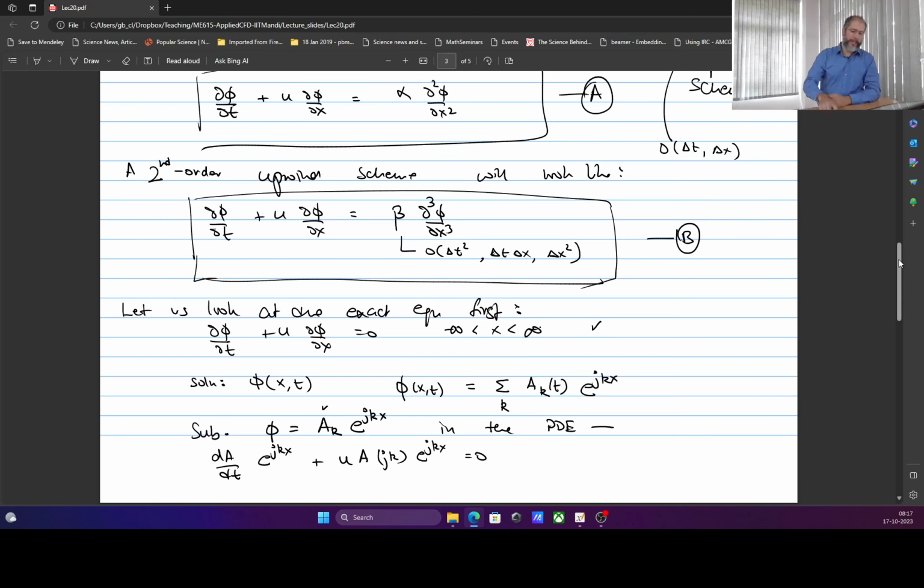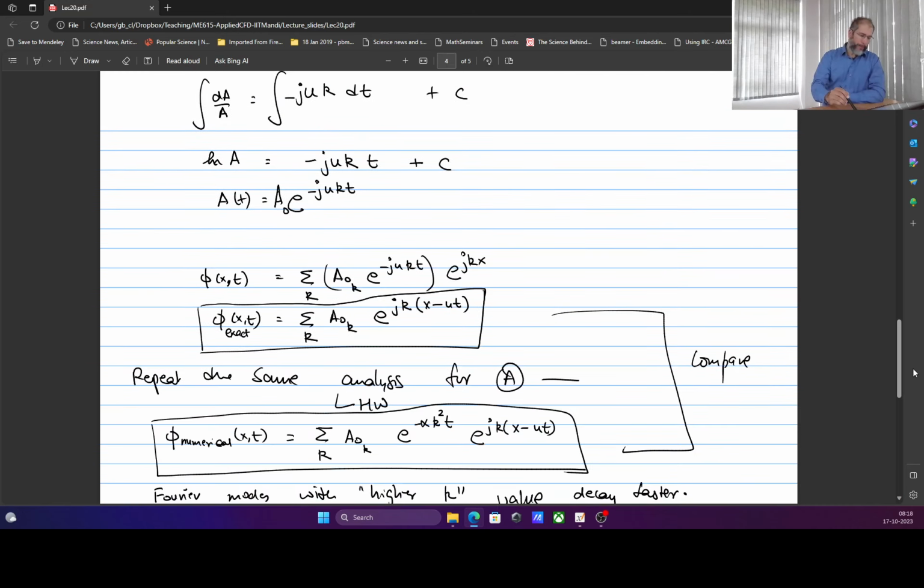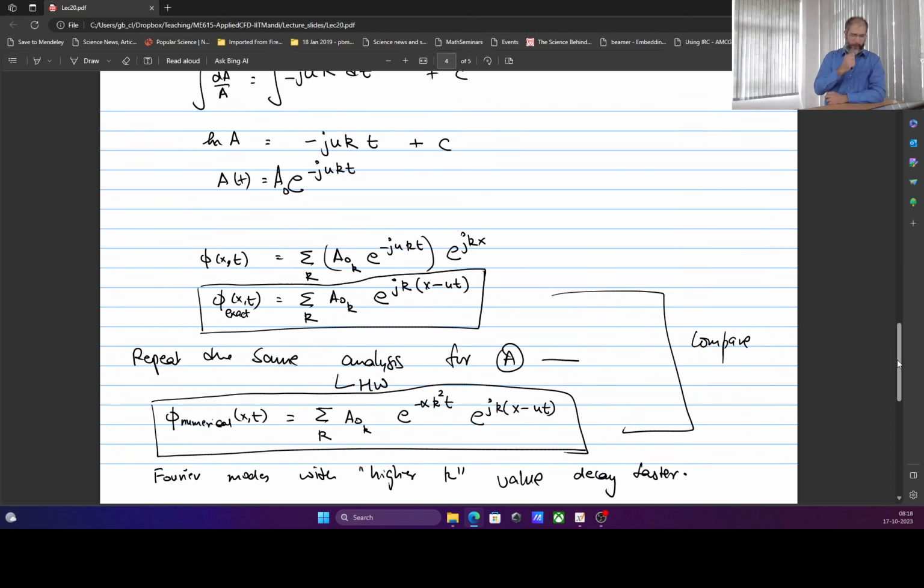The behavior of the error, the solution, sorry, is very different, so we want to characterize that. We started with the exact equation. In the exact equation, if you write it as a Fourier series, you can write it as this boxed equation, phi exact. On the other hand, if you follow the same process for the first order upwind modified equation, you get phi numerical, which is the second boxed equation.